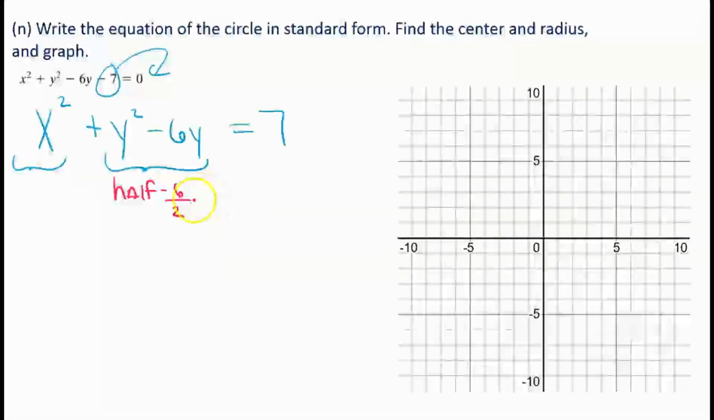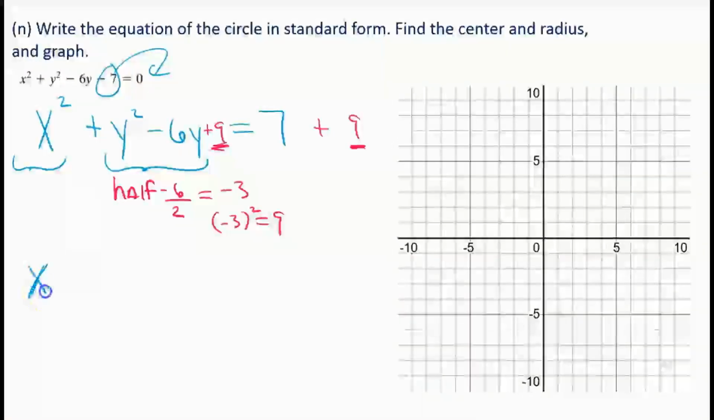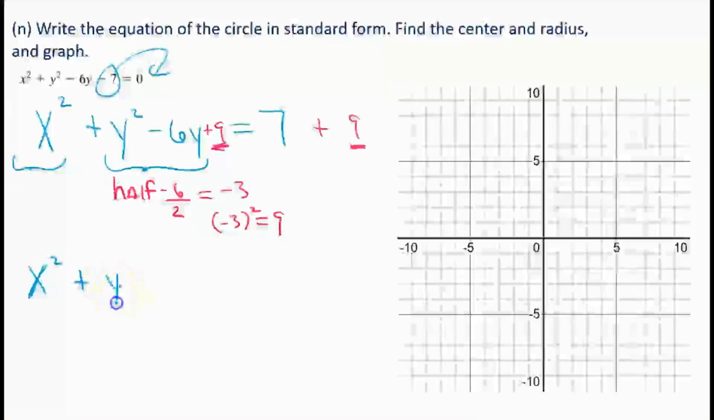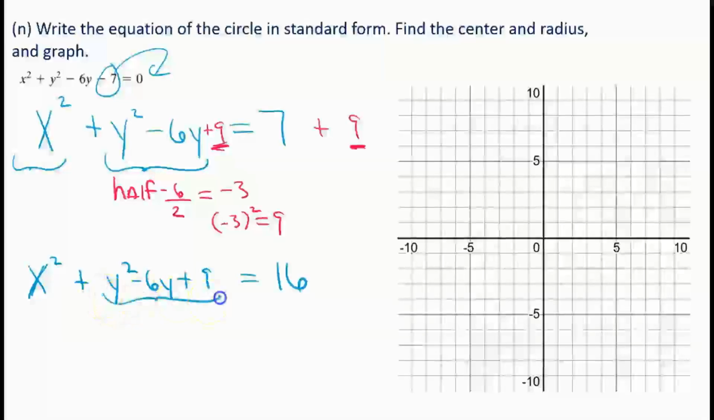Half of -6 is -3. Then I'm supposed to square -3 and get 9. What am I supposed to do with that 9? I'm supposed to add it on both sides. I added 9 over here and I added 9 over here to keep it balanced. So I'm going to come down below, change it back to blue, and write what we have: x squared plus y squared minus 6y plus 9 equals 7 plus 9, which is 16. Now here's all our y stuff, and here's our x stuff.